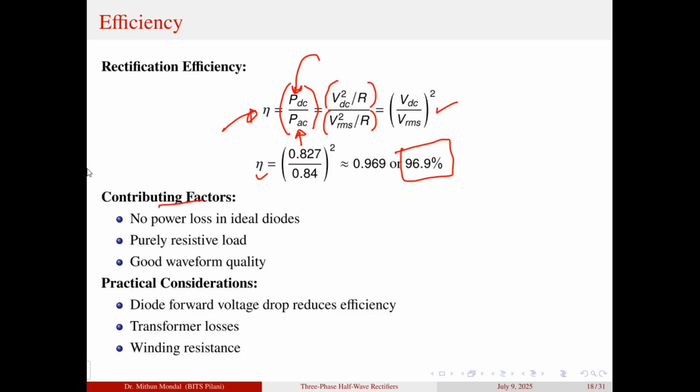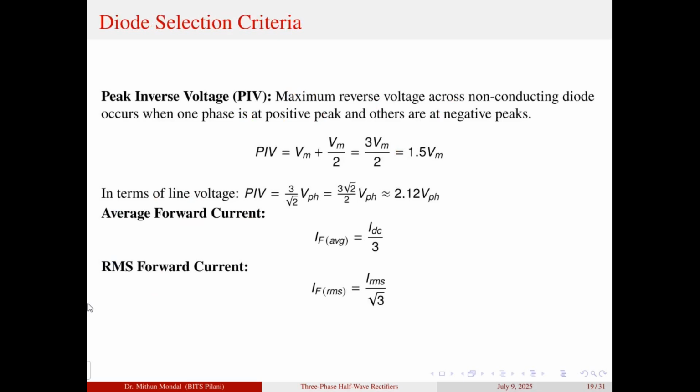So the contributing factors: we have no power loss in the ideal diodes, it is a purely resistive load we have taken, and we are getting good waveform quality. Practical consideration: we need to account for the diode forward voltage drop, which will be reducing the efficiency. There will be certain transformer losses and certain losses in the winding resistance.